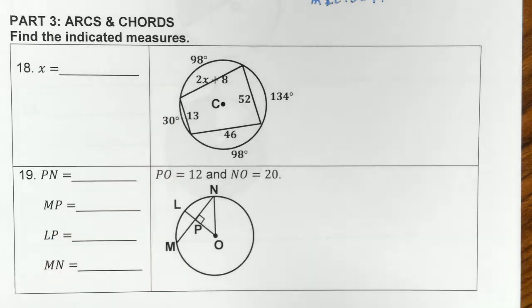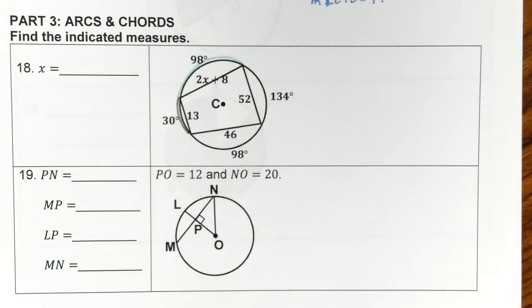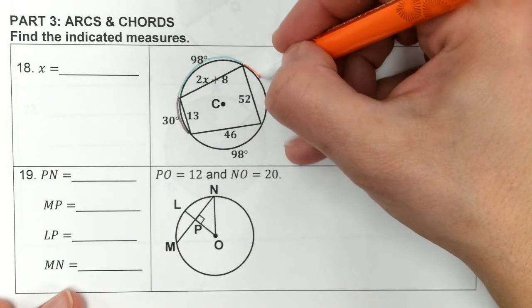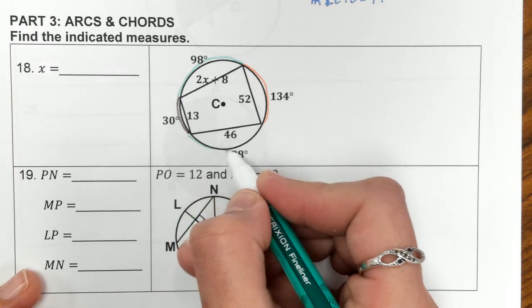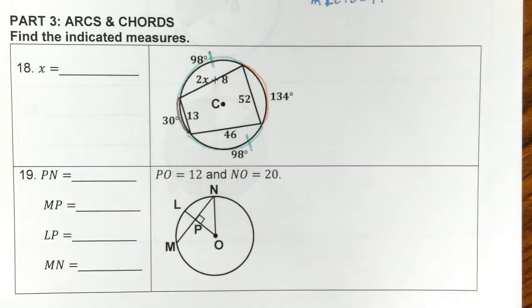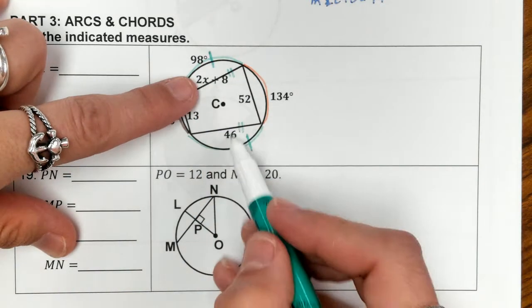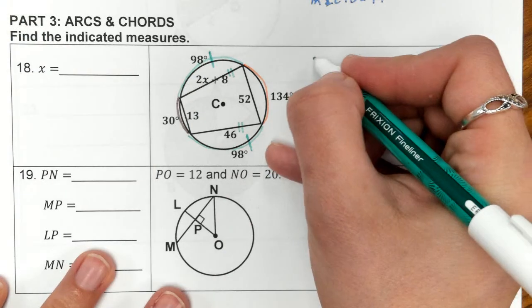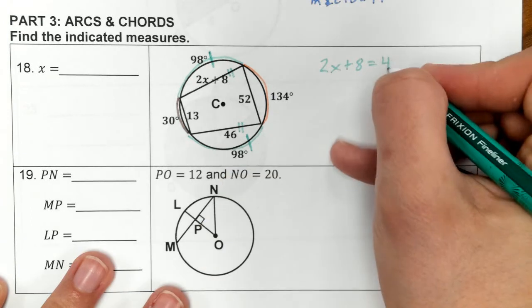Here I have an arc of, and I'll do different colors, of 30. Here I have an arc of 98. I know some of you already have it. Here I've got the arc of 134. And then, oh my gosh, look guys, I have another 98 degrees right here. So that's going to tell me that the arc up top and the arc down bottom are congruent. Therefore, their corresponding chords will be congruent. So that tells us what to set equal to each other. So we'll take that 2x plus 8, all equal to that 46.